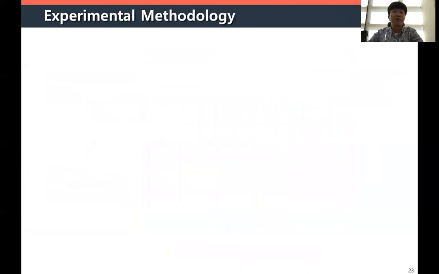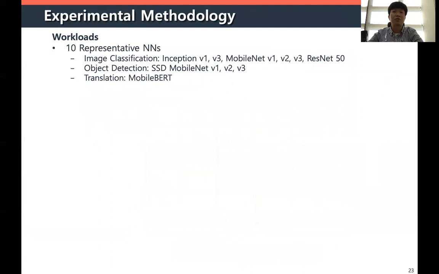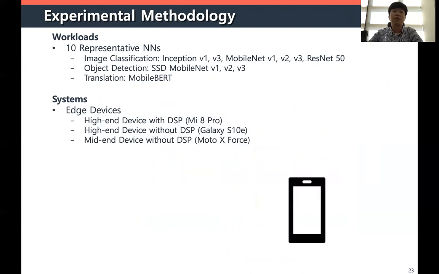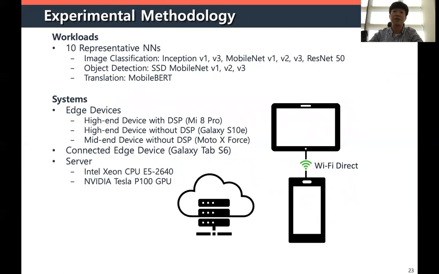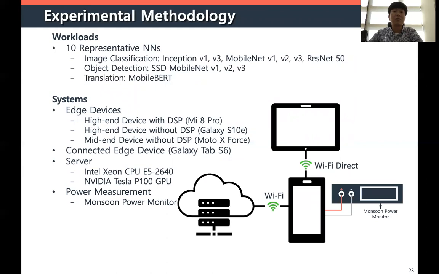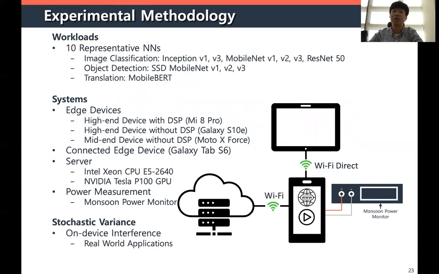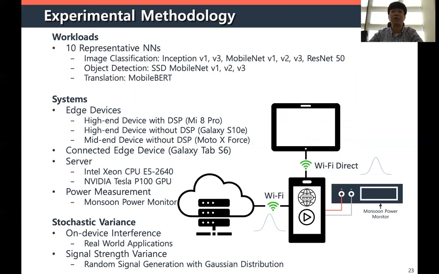For the evaluation, we used 10 state-of-the-art neural networks as shown in this page. For the Edge Cloud collaborative execution environment, we used 3 edge devices with different performance, 1 tablet connected with Wi-Fi Direct, and 1 server connected with Wi-Fi. For the power measurement, we used Monsoon Power Monitor. To emulate stochastic runtime variance, we used real-world applications such as web browser and music player for on-device interference, and random signal generation with Gaussian distribution for signal strength variance.